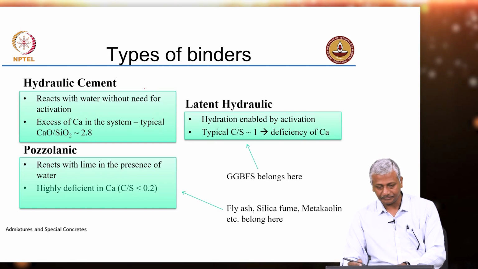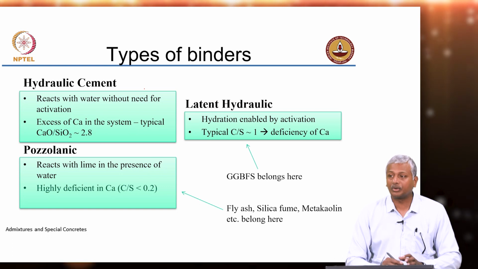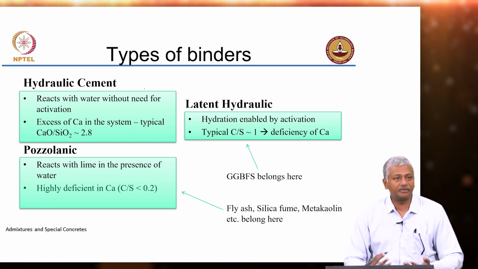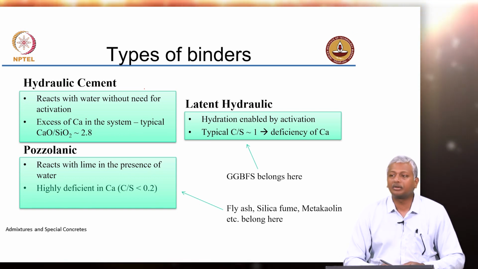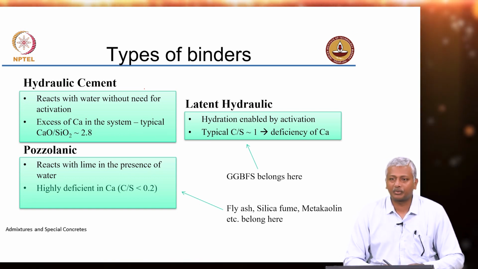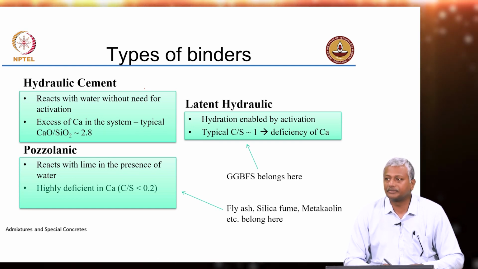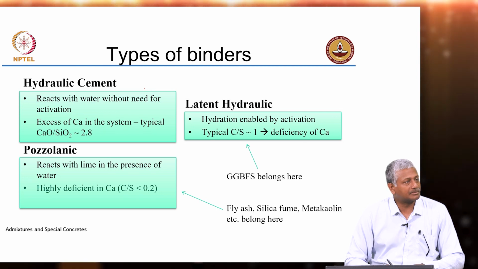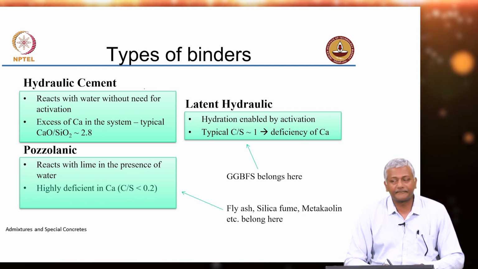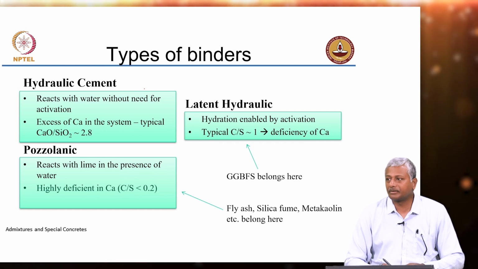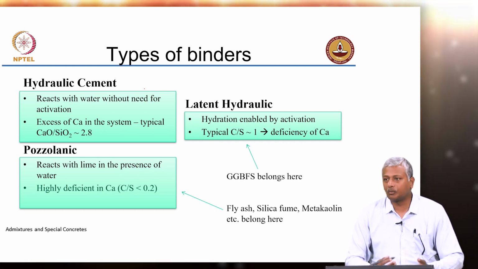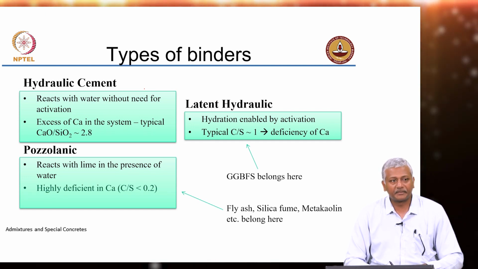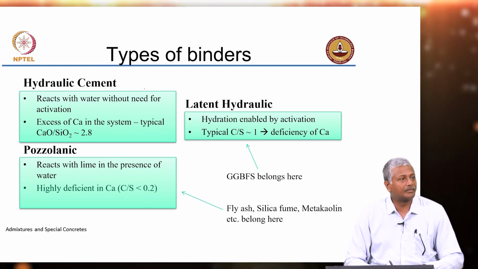So, just to give you a better assessment of the composition, we have hydraulic cement, which is your normal ordinary Portland cement. Why do we call it hydraulic cement? What is the reason we call it hydraulic cement? It can react with water, but under what circumstances? Why do we call it hydraulic?